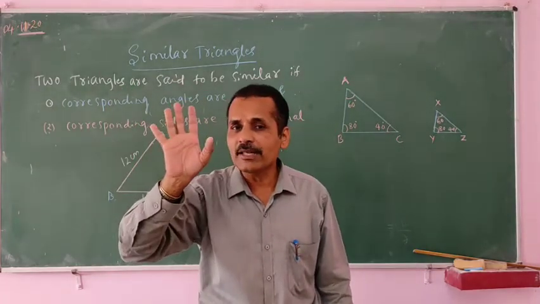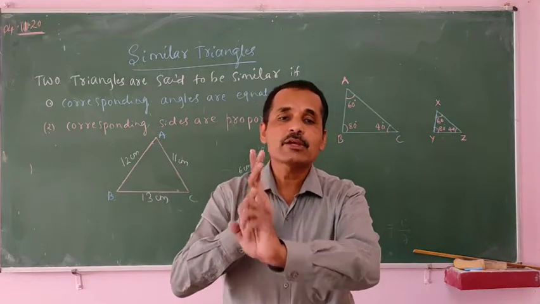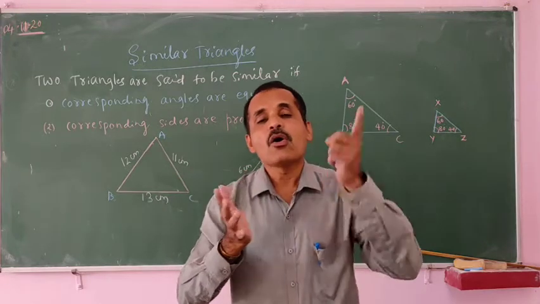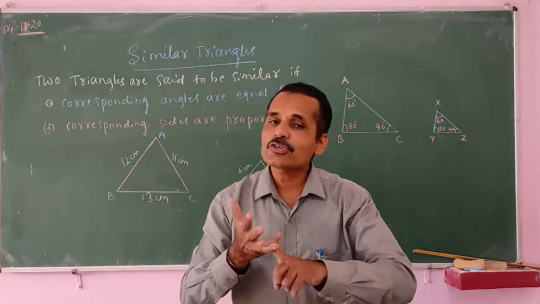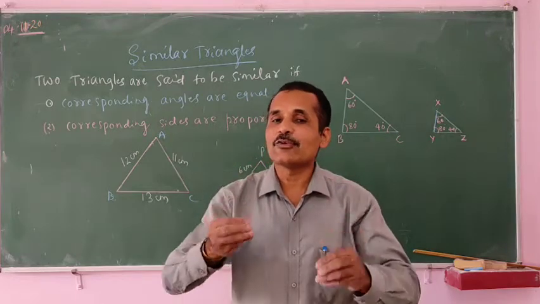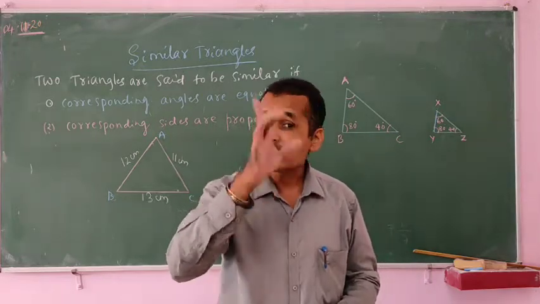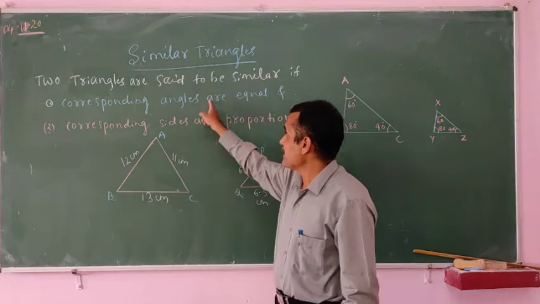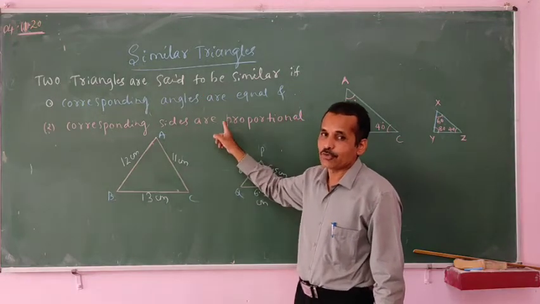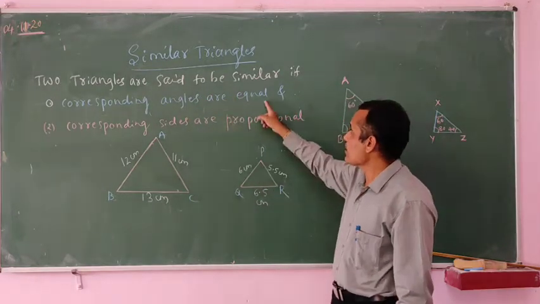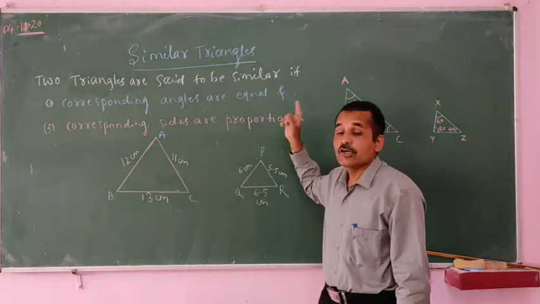What am I telling? Either the corresponding angles must be equal, or the corresponding sides are proportional. With this, definitely you can say the triangles are similar. But when you write the definitions, you should write both: the corresponding angles are equal and the corresponding sides are proportional.